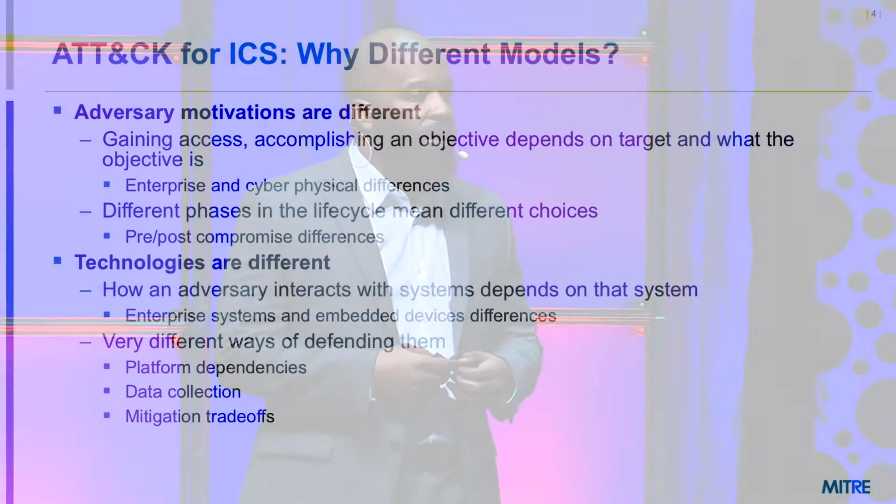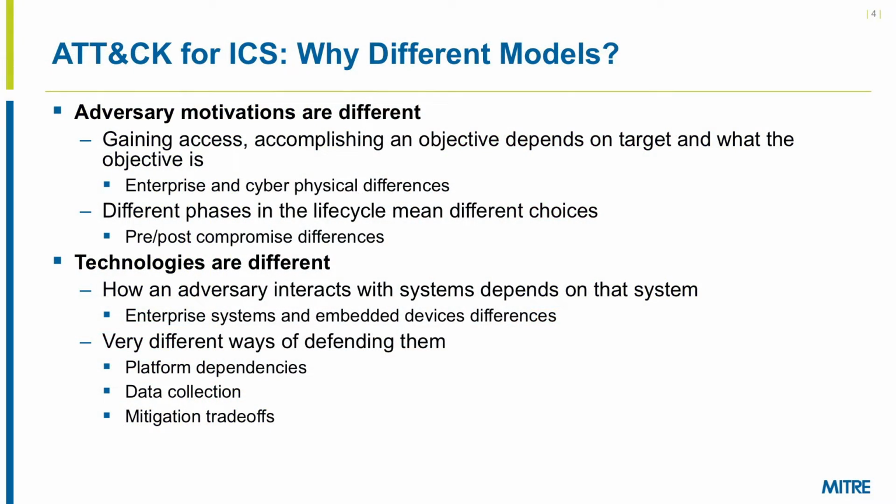So I've led the development of ATT&CK for ICS for a number of years now, and we created this model really to think about what adversaries in this area are doing. So adversaries' motives, objectives, and intents are different when they're attacking industrial control systems. And this is just based on the different systems that we're dealing with. There's also different phases to the life cycle of attack, so there's different choices that an adversary can make. The technologies are different as well, so how an adversary interacts with the system is different.